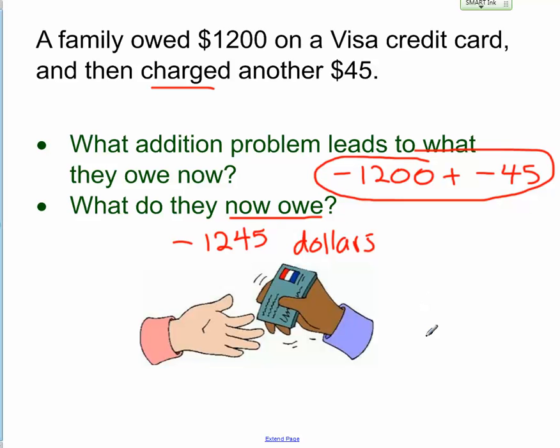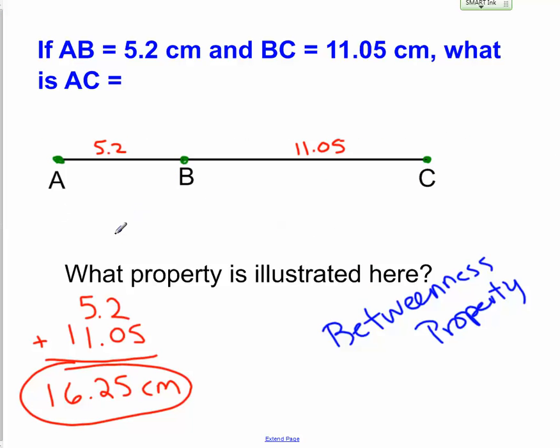If I had a positive 1,245, it would mean that's how much money I have. But since I've charged that much, I don't have it, I owe it. Big difference.